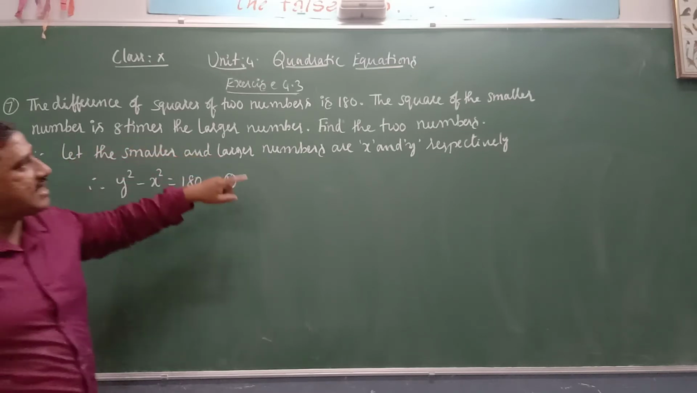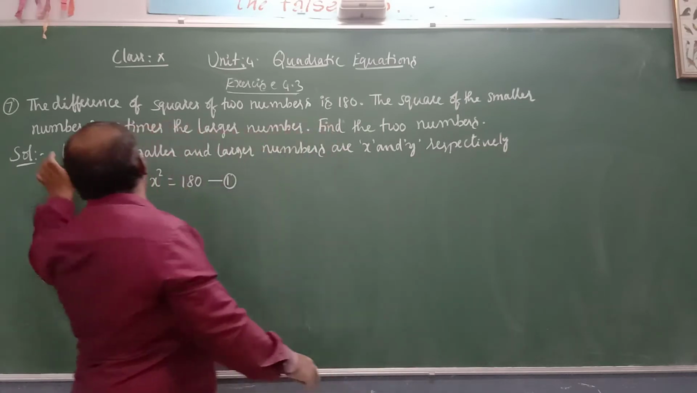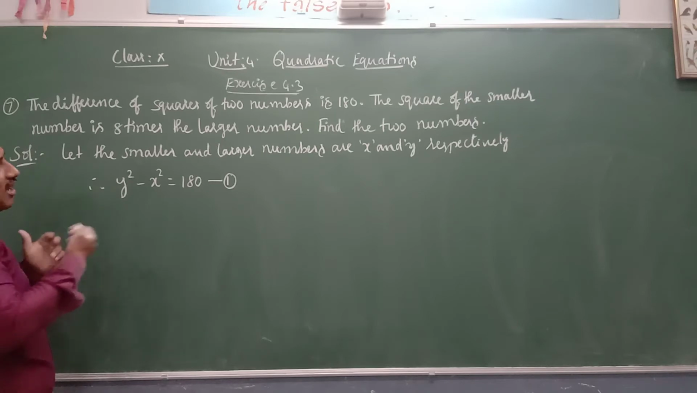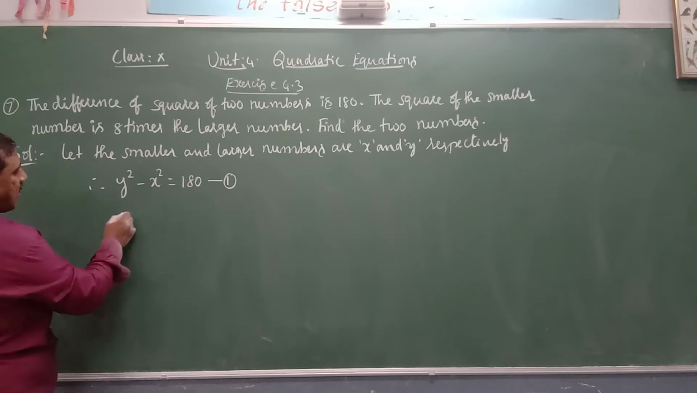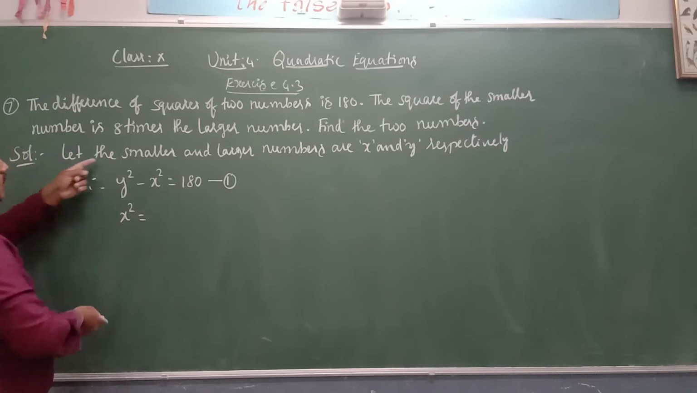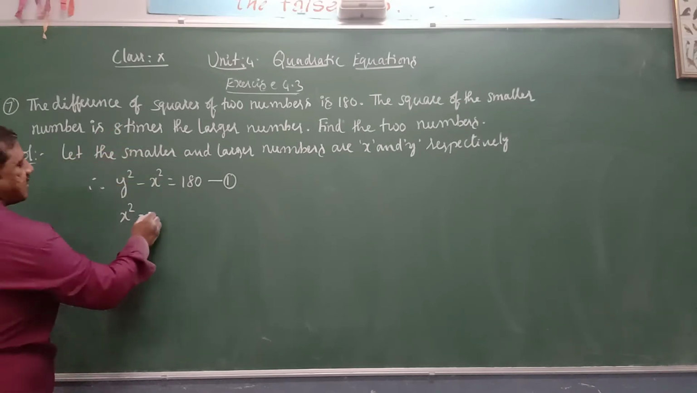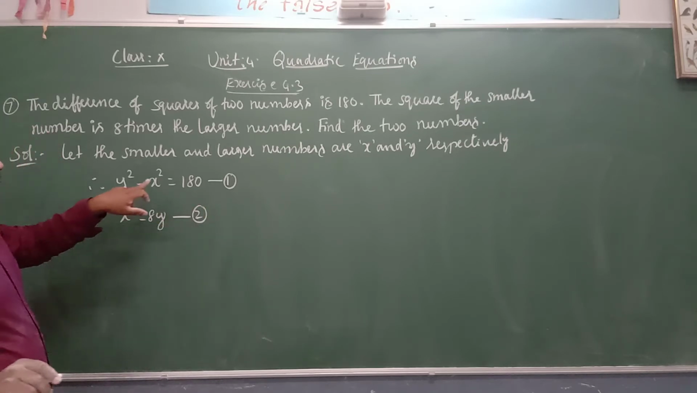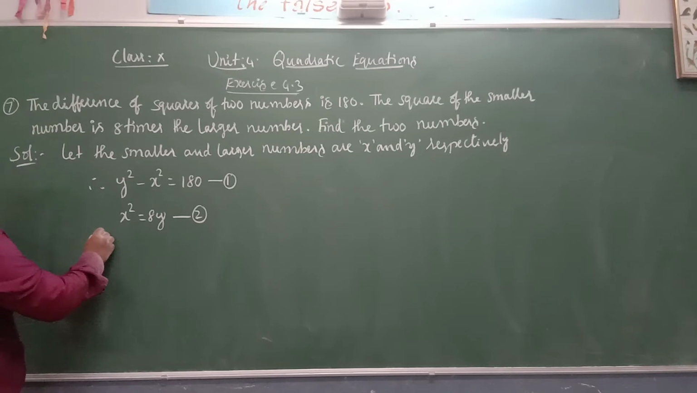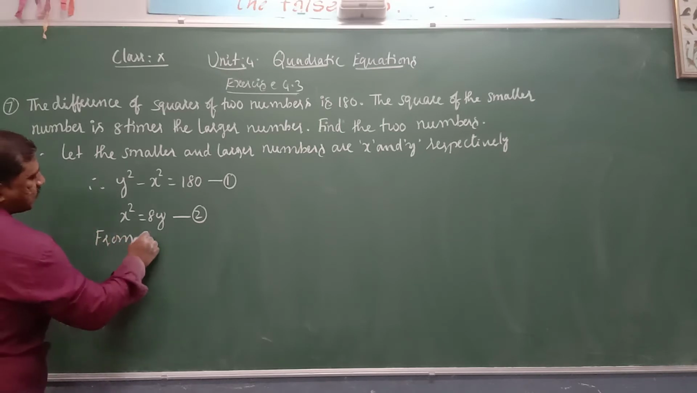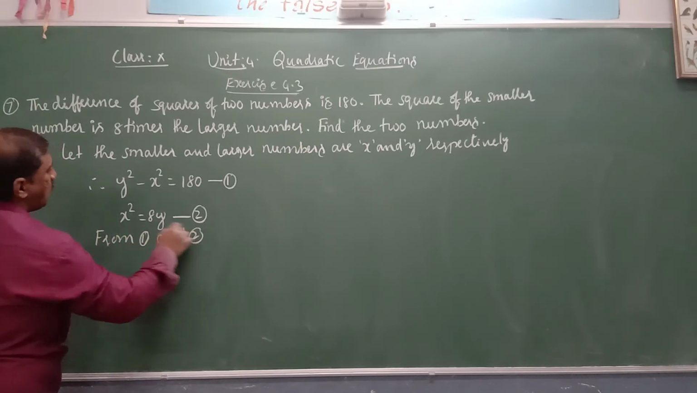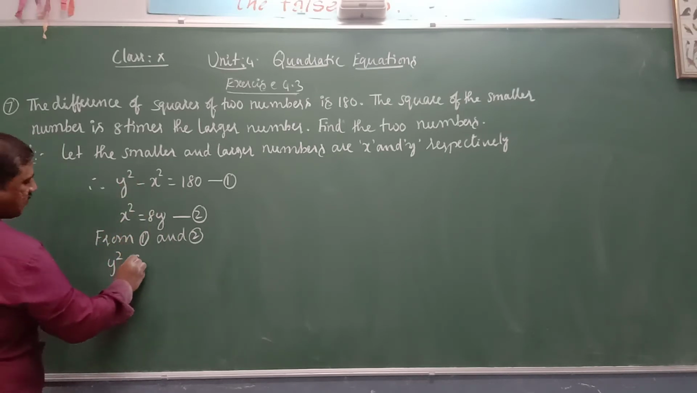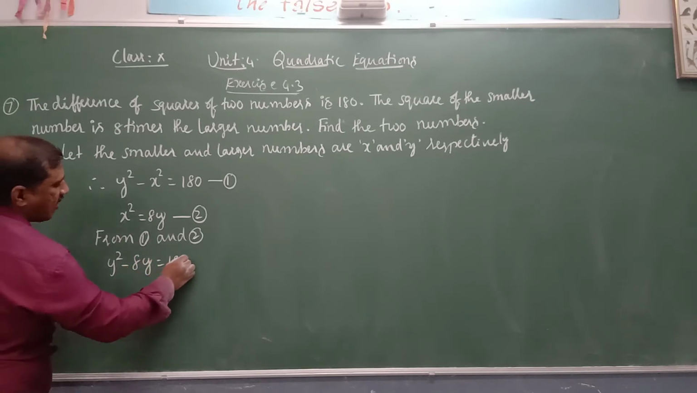Now one more condition is given. The square of the smaller number is 8 times the larger number. The square of the smaller number is x squared, that is equal to 8 times the larger number, that is 8y. So substitute equation 2 in equation 1. From equation 1 and equation 2, we write y squared minus 8y is equal to 180.